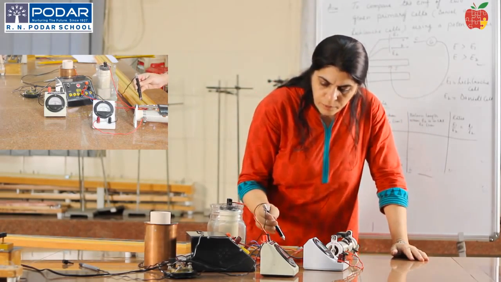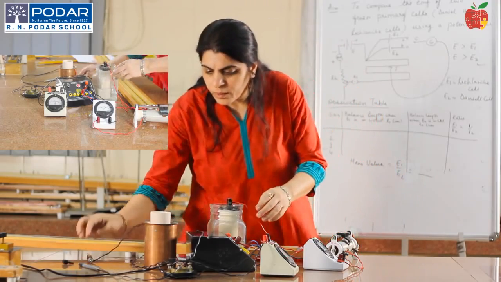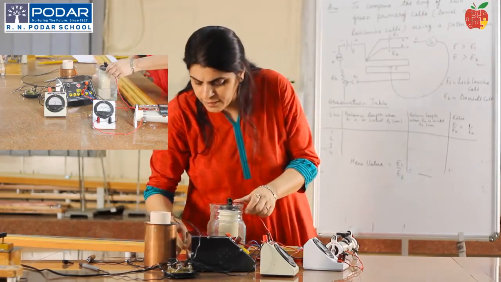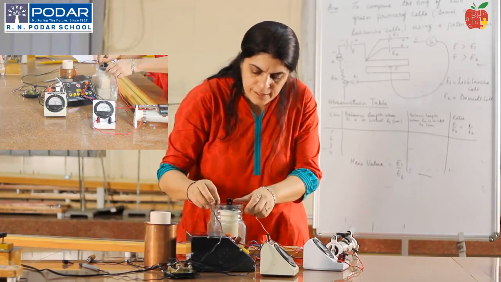What we do is, with the help of a jockey, insert the Leclanché cell in a circuit. Can you see the key here? I put the Leclanché cell in the circuit now.